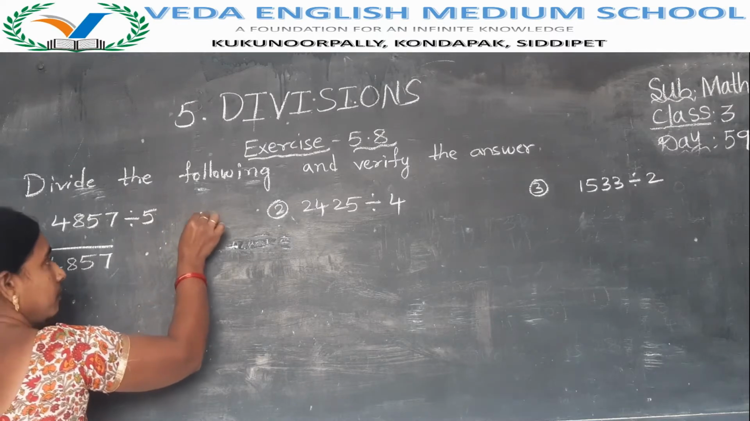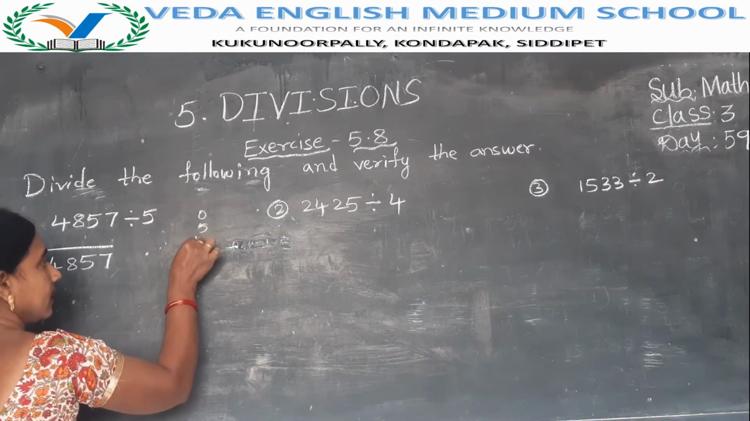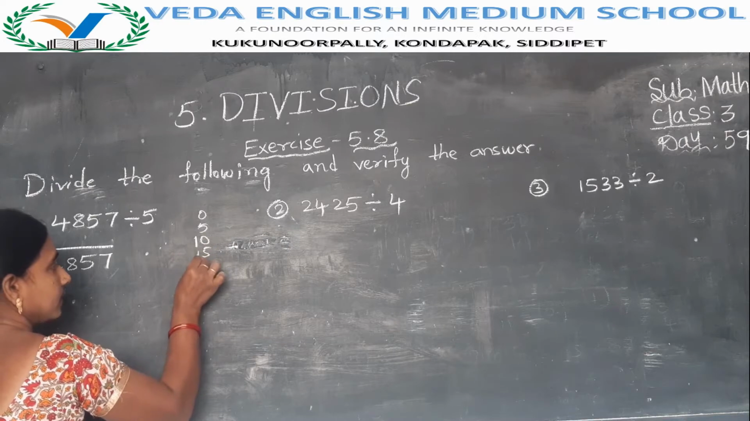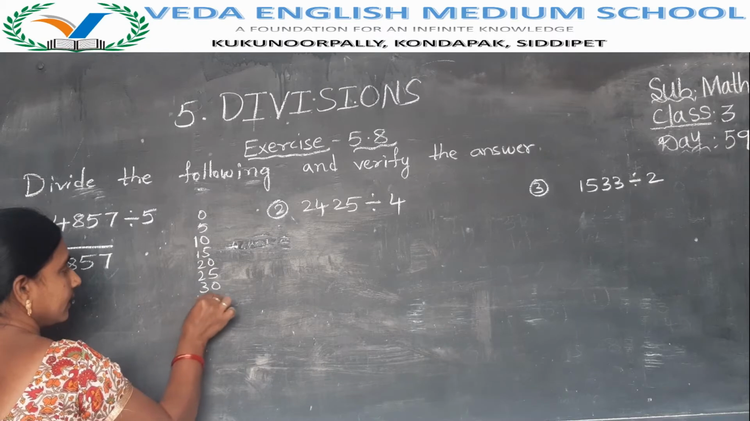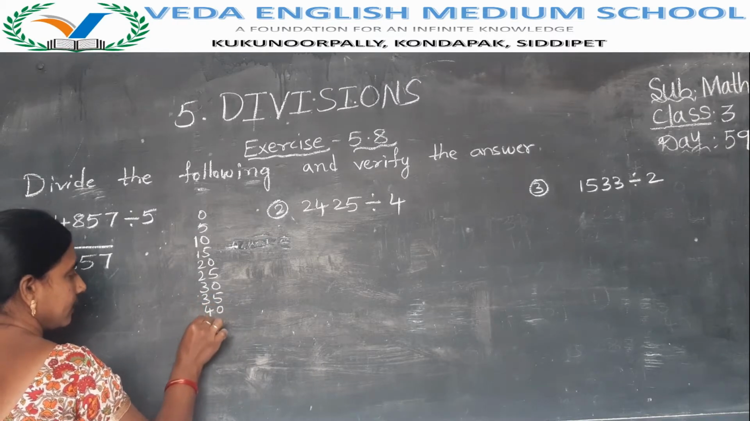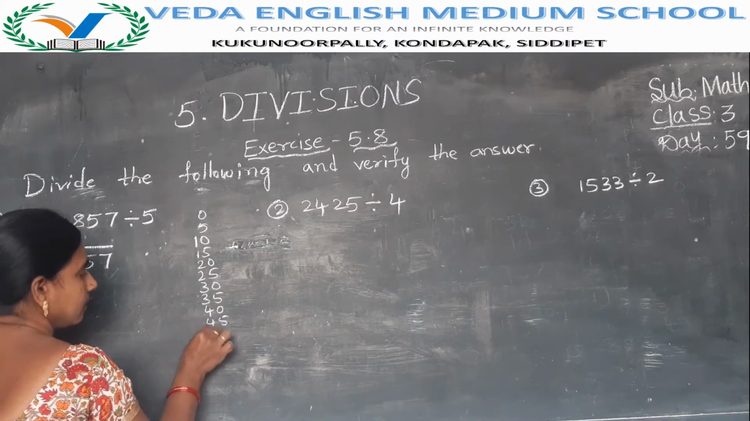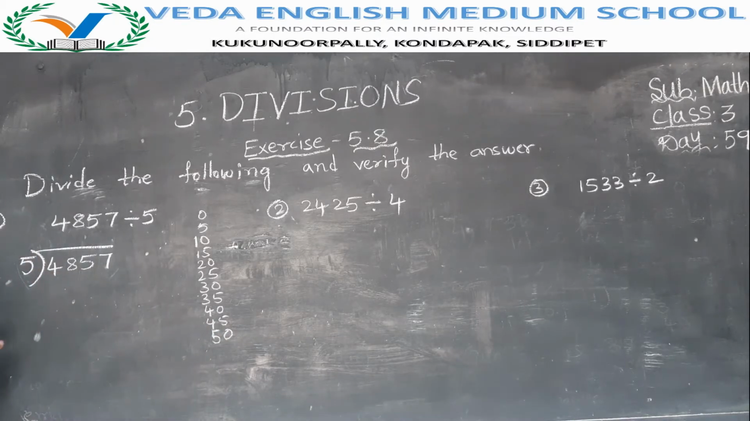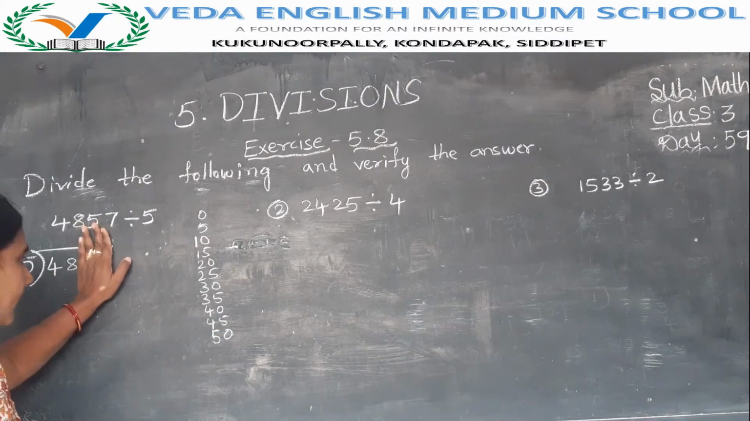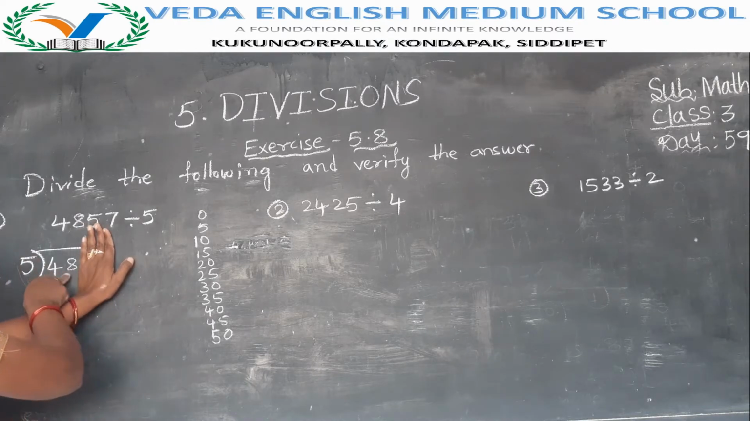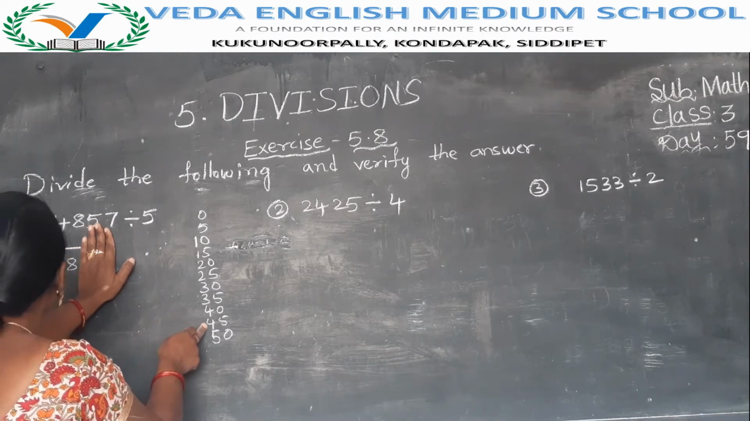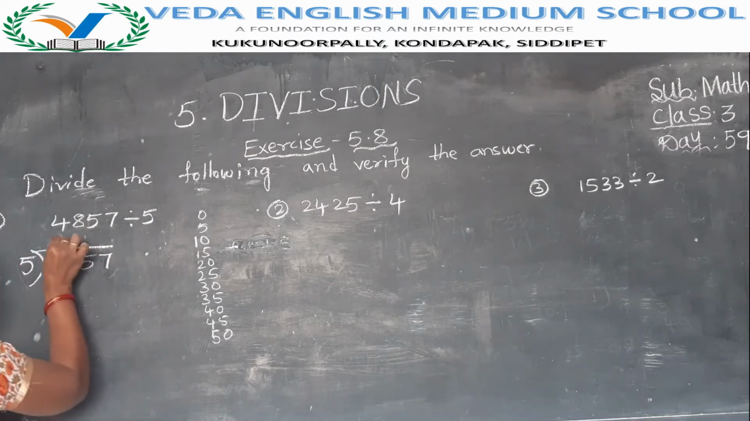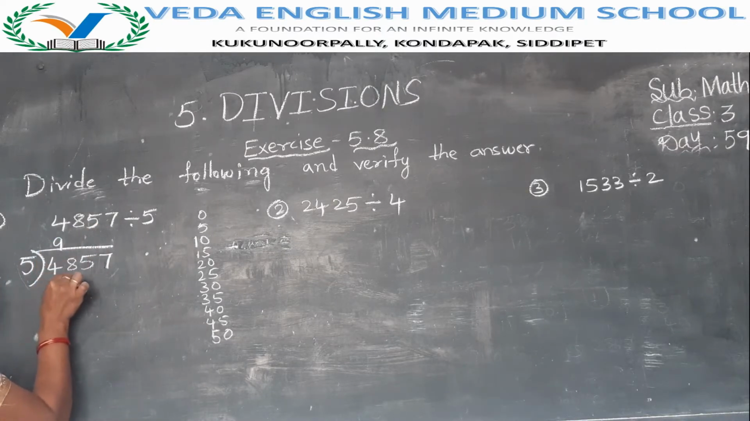So now write here the 5 table: 5 0s are 0, 5 1s are 5, 5 2s are 10, 5 3s are 15, 5 4s are 20, 5 5s are 25, 5 6s are 30, 5 7s are 35, 5 8s are 40, 5 9s are 45, 5 10s are 50. So now take a 2-digit number, that is 48. Nearest to 48 in this table is 45. How many times 5 is 48? 9 times 5 is 45.